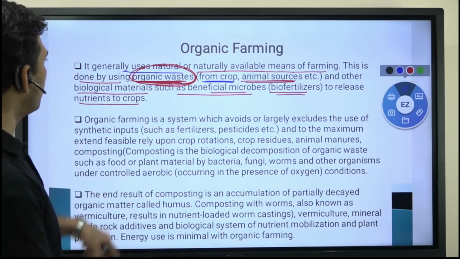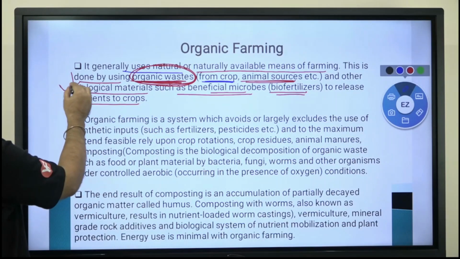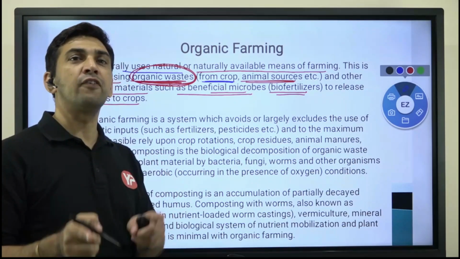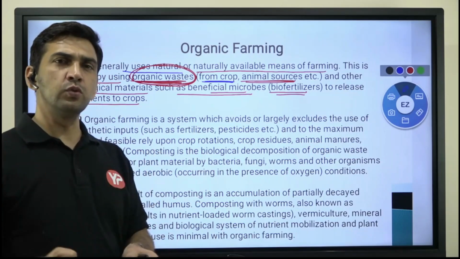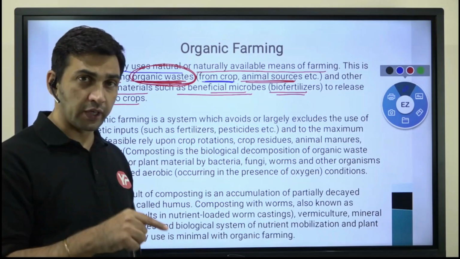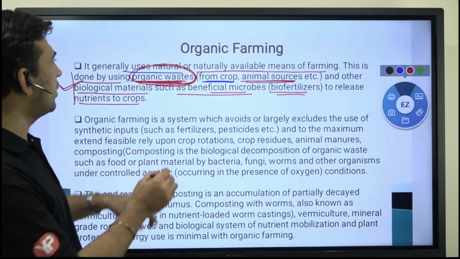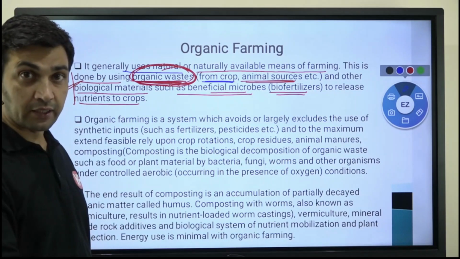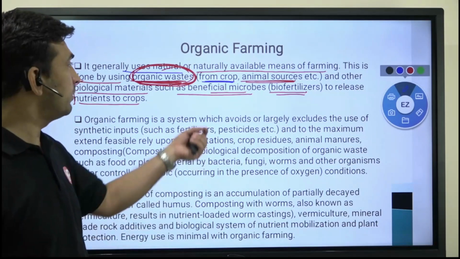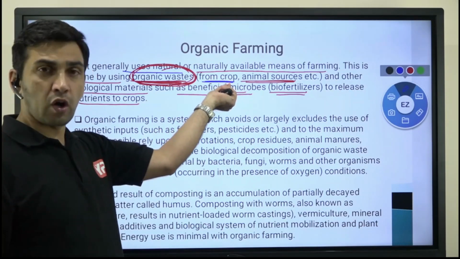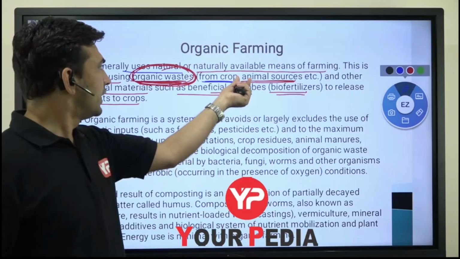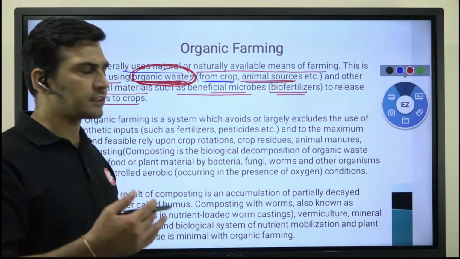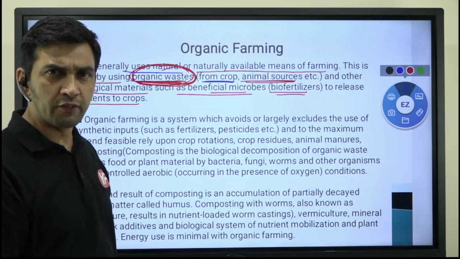So what has been discussed here is basically the first part of organic farming, which is related to supplying the fertilizers. Instead of making use of chemical fertilizers, we are supplying organic waste which will act as a fertilizer, right? Which is naturally available. Obviously, if you make use of crop residue, it is naturally available. If you are making use of animal sources, or let us say animal waste, that is naturally available, right?